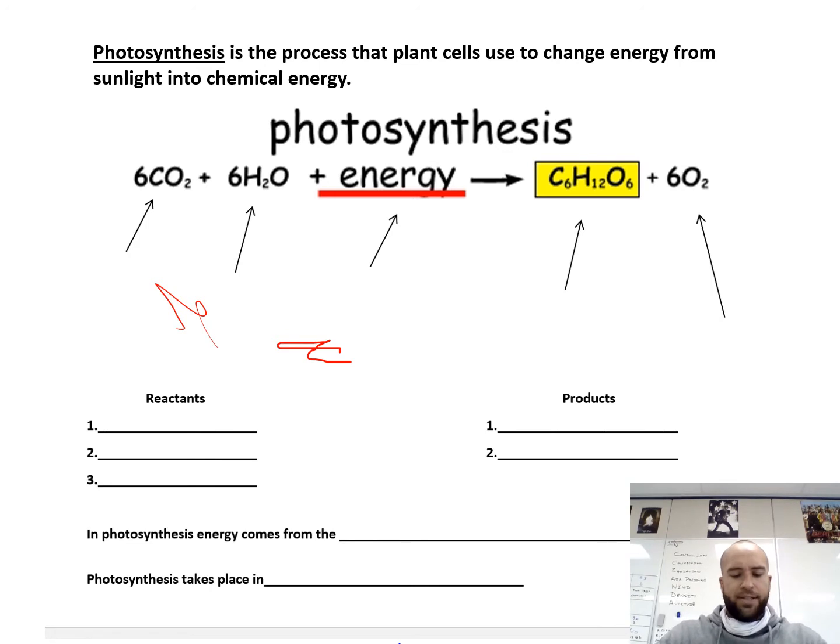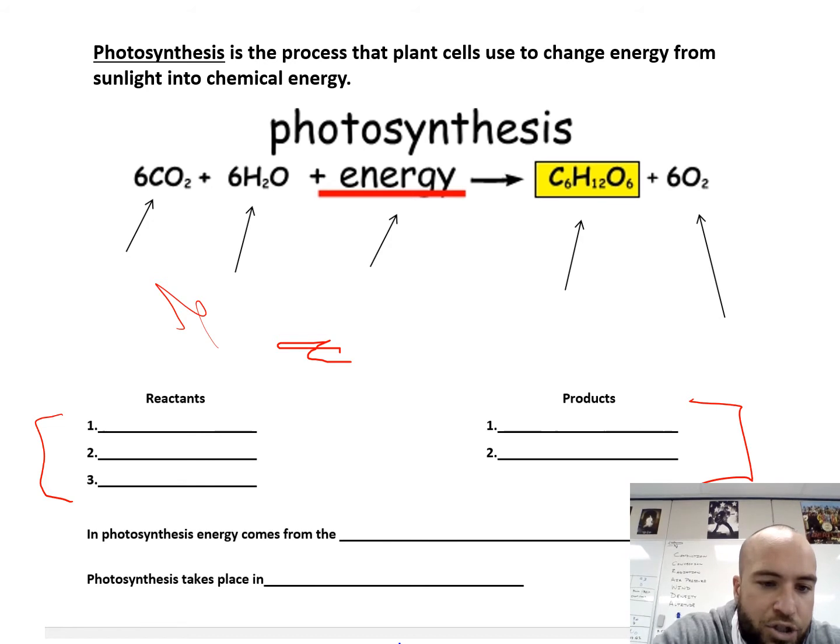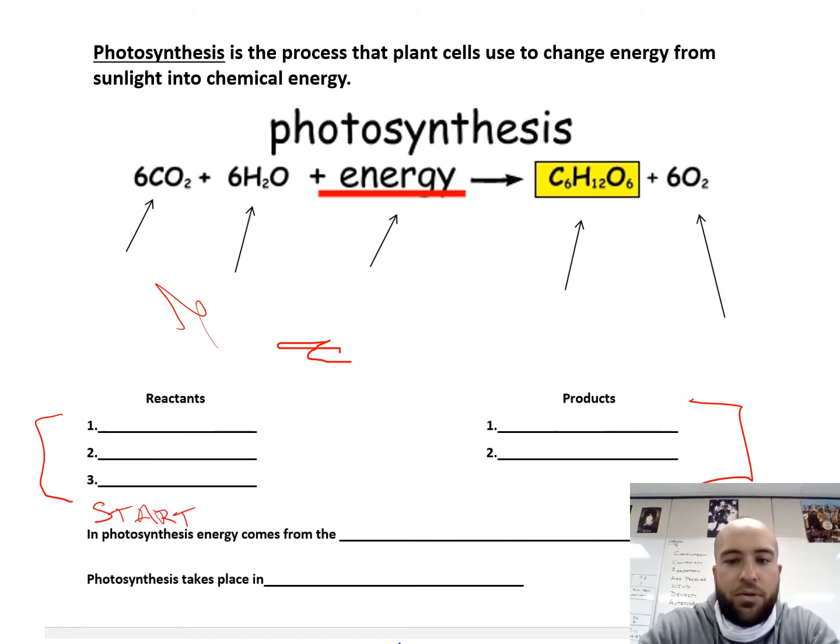So photosynthesis, what is it? It's a process that plant cells use to change energy from sunlight into chemical energy, and it kind of goes with a little recipe here. So I'm going to annotate this with you right now. When we do a recipe or a chemical equation, we have something known as reactant and something known as product, and this is what you start and what you finish with. So let's fill this out.